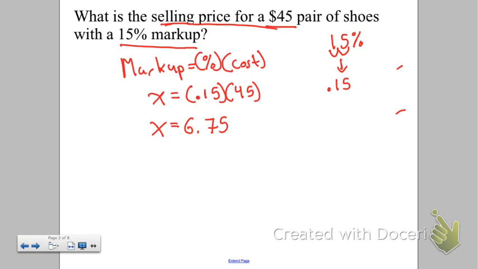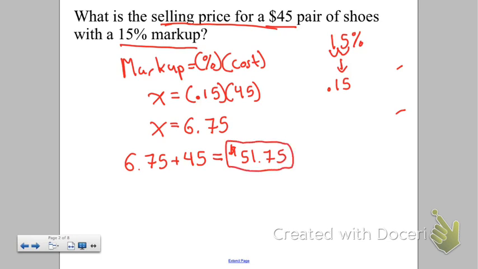Now, since this is a markup, my price increased, so I'm going to take that 6.75 and add it to the $45 for the original cost. When I add that, the price of my shoes now becomes $51.75.